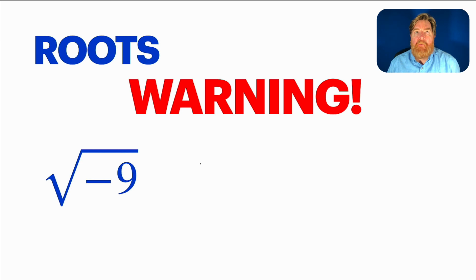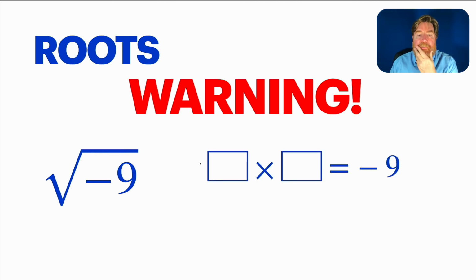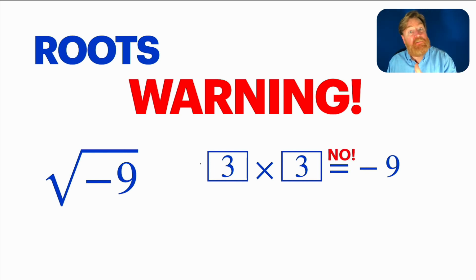Well, we're looking for the number that you multiply by itself to get -9, right? So here's a visual. We're looking for the real number that will fit in that box. The 3 is a reasonable guess, right? Is it 3? No, it's not 3, because 3 times 3 doesn't give you -9, it gives you +9.